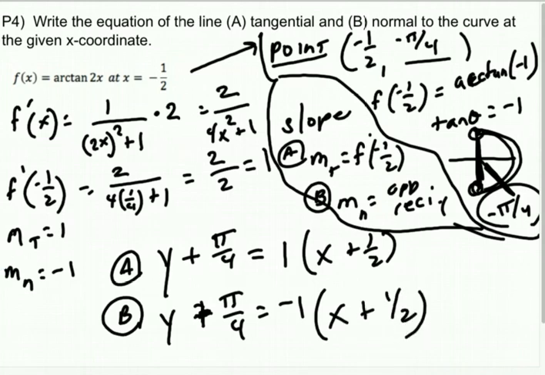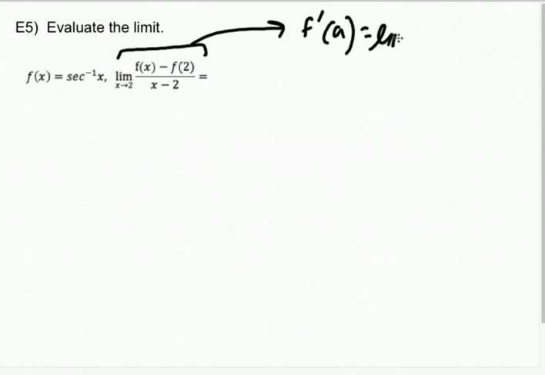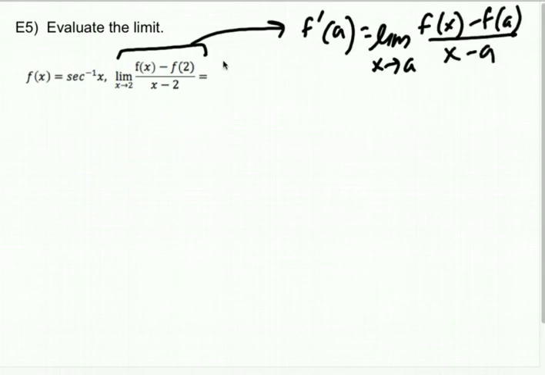All right, I believe we have one more practice problem and one more example. Okay, so we're going to evaluate the limit as x approaches 2 of f of x minus f of 2 over x minus 2 for inverse secant. This is another one where we're doing pattern recognition. Recall that f prime of A is the limit as x approaches A of f of x minus f of A over x minus A. What this is asking you for is f prime of 2, 100%.